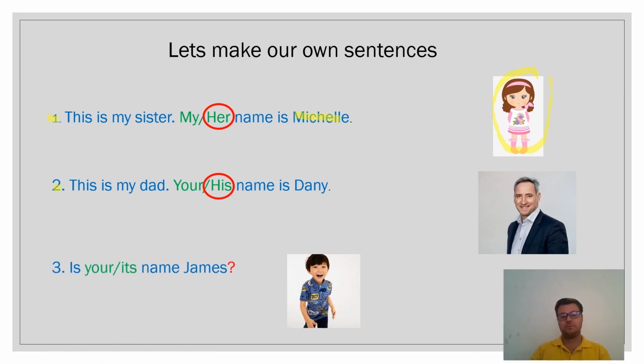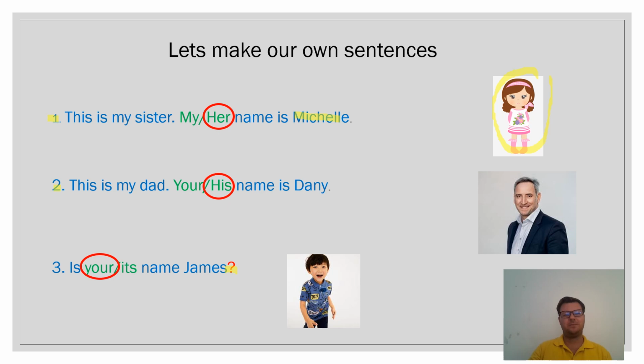Number 3. So now we have a question. Is your name James? Remember, its we use for animals, objects, and things. But we are asking a question to someone. A question. Is your name James? Is your name James?